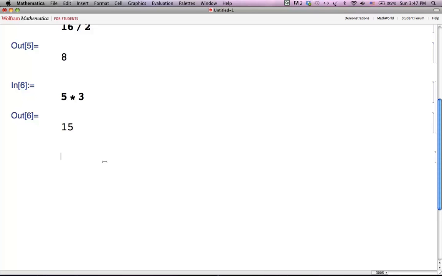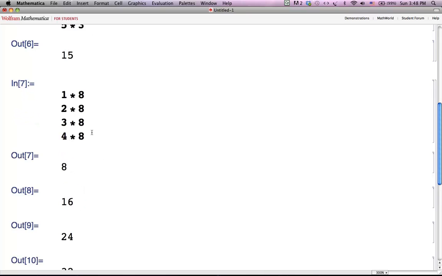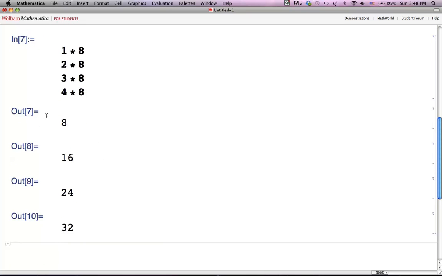Another thing you can do in Mathematica is put multiple commands in one input. So for example, multiples of 8: 1 times 8. You press Enter without the Shift and it just goes down to the next line. 2 times 8, 3 times 8, 4 times 8. Okay, Shift Enter, and Mathematica gives us 4 outputs for our 4 inputs. So we get 8, 16, 24, 32.